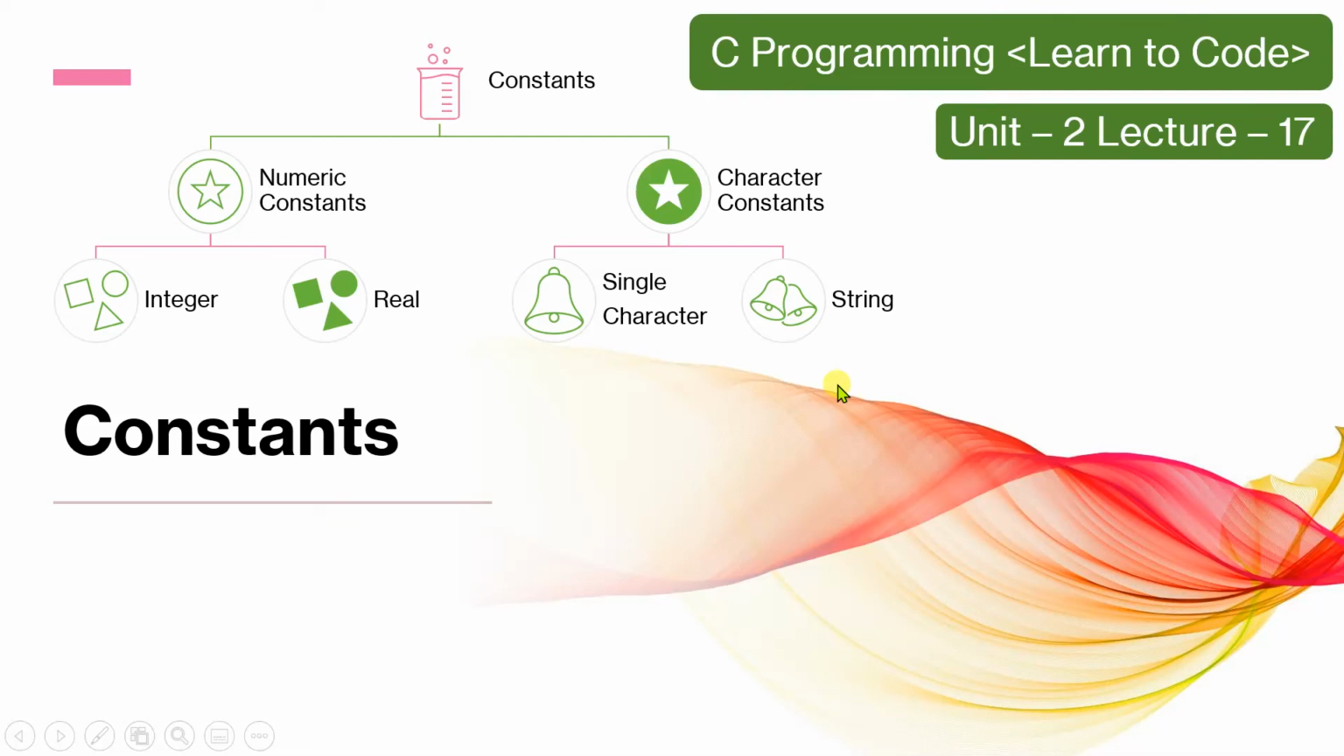And welcome to the course on C Programming Learn to Code series. This is the 17th lecture of Unit 2, and in this lecture we will discuss constant use in C. So let's begin.